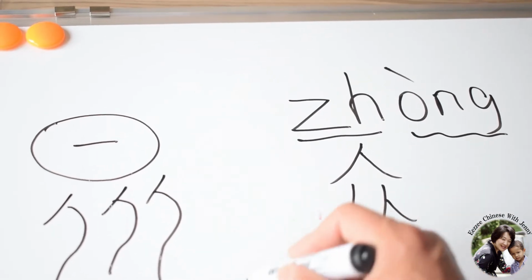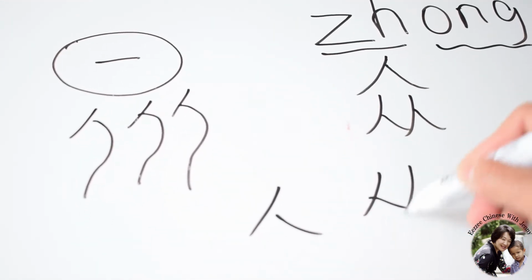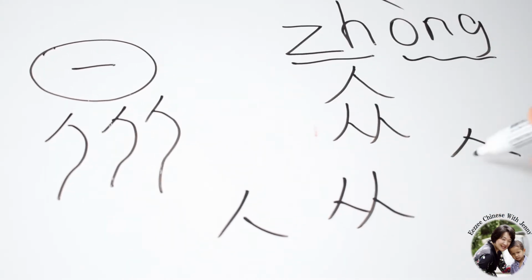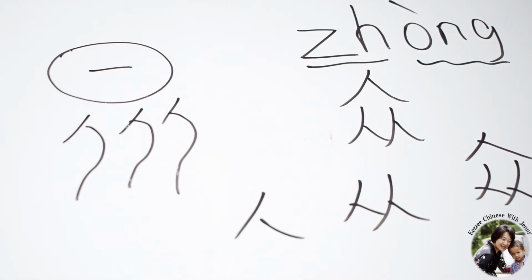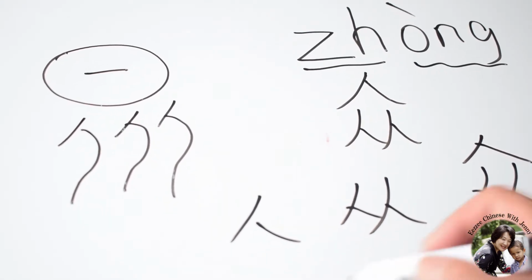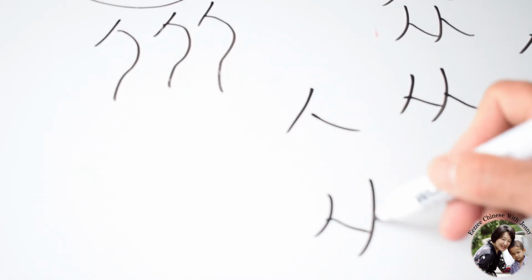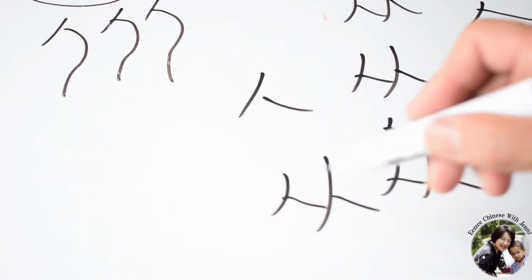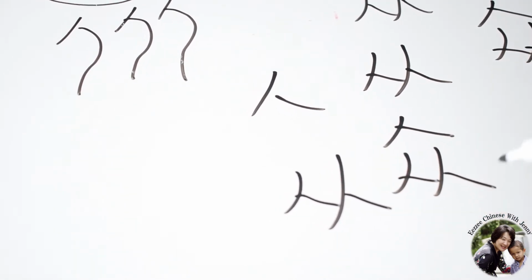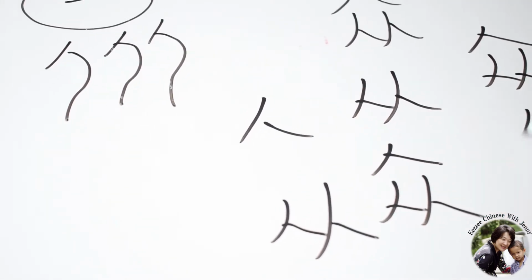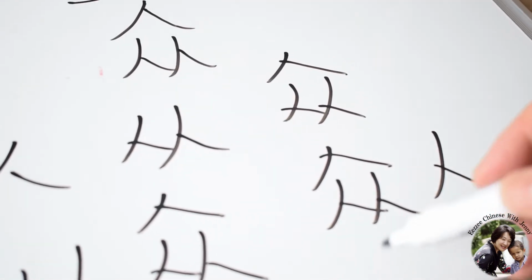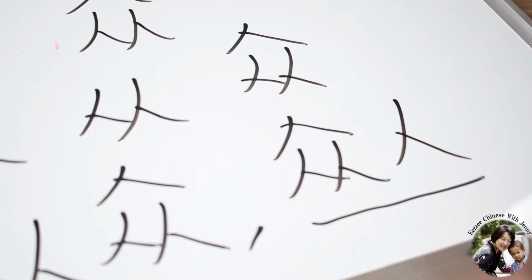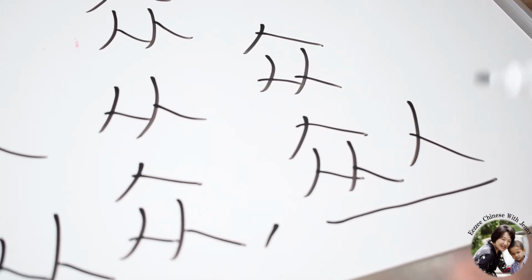We have learned person, following, many people, and these 3 characters can form quite a few phrases. Like if we say 从众, it means you follow the crowd. 众人 means people, all the people together.